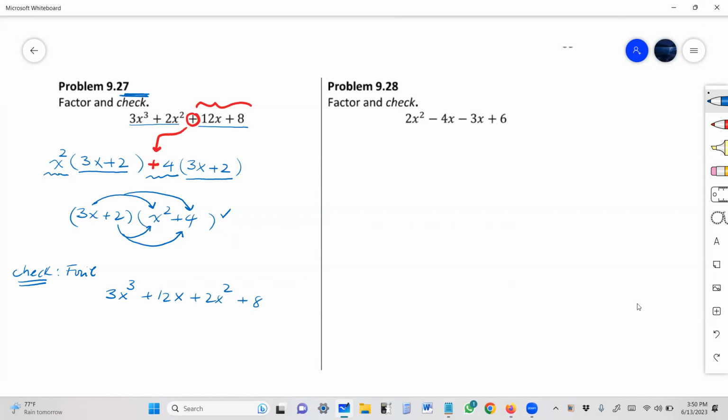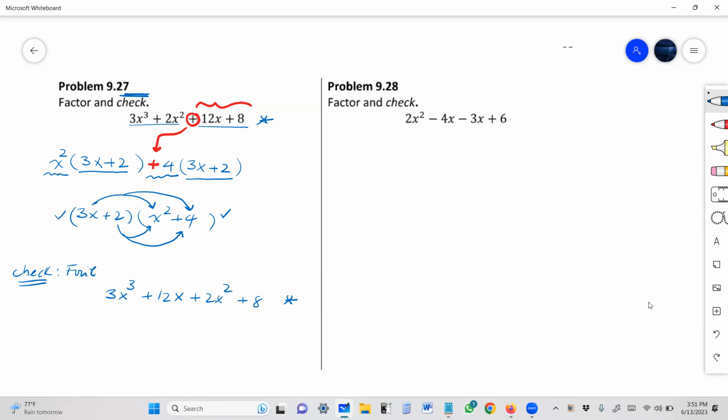Notice that this is identical to that, with the exception that the order is different: 3x cubed plus 2x squared plus 12x plus 8. It's out of order, but this is okay. It doesn't matter the order. The terms are identical, so this factoring is correct. I won't do any more checks, to save you a little bit of time on the video, but you can do it as practice if you want. Okay, 28, same as before.